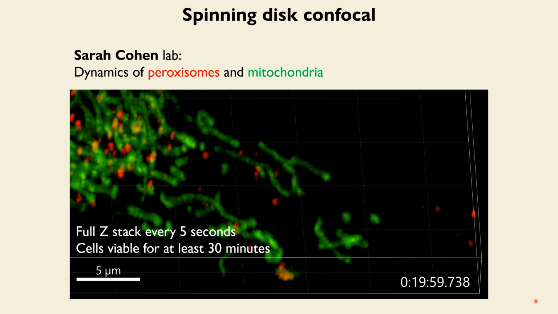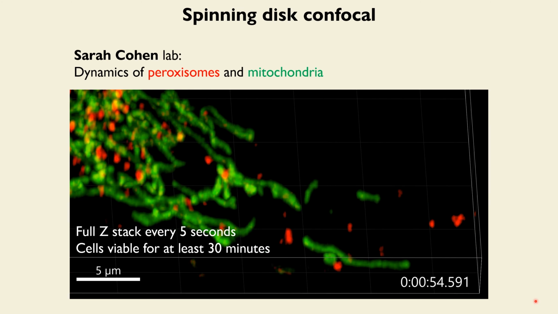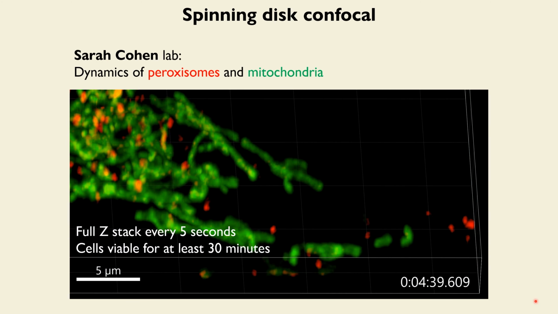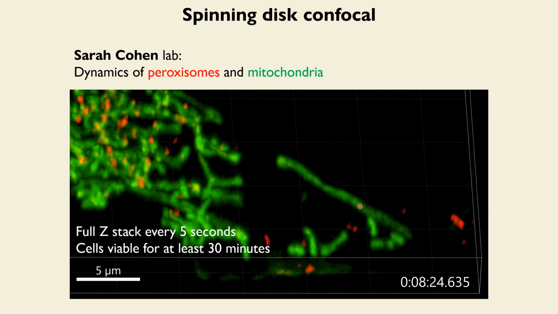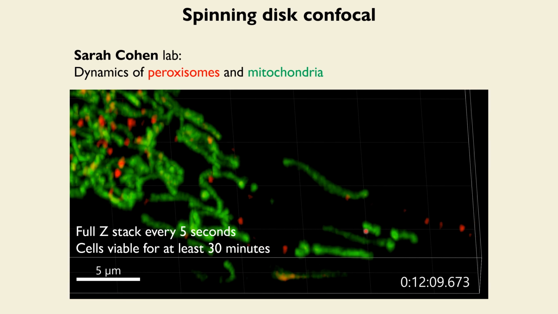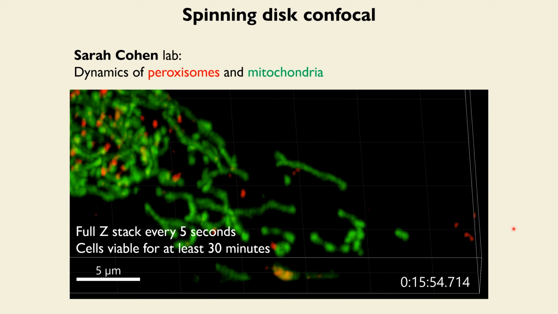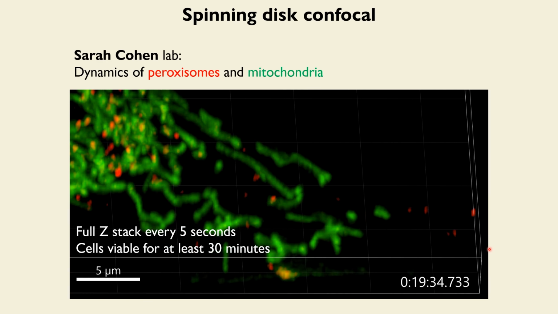And so that's the kind of thing you can do with a spinning disk confocal. It's very well suited to this kind of experiment. Oh, there we go. We did get it again. So you can see mitochondria splitting, fusing before, moving around, all sorts of interesting stuff going on.